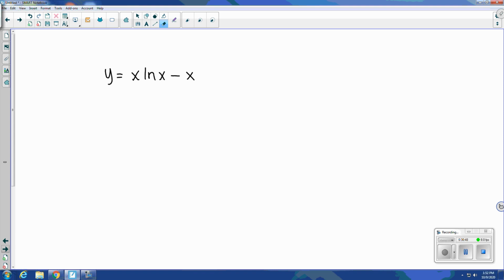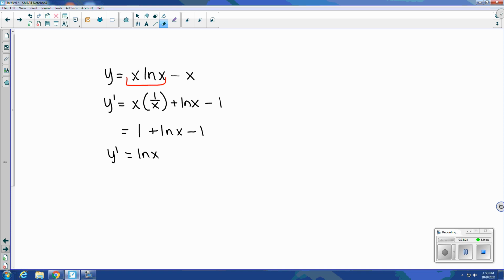Here, you should see we have a product of two functions, so that's going to require product rule. So we're going to do that, and then we'll do that minus x off at the end. So left, d right, minus right, or sorry, plus right, d left. So derivative of x is just 1. So there's your product rule, and then derivative of negative x is minus 1. So then we have x times 1 over x is just 1 plus ln x minus 1. 1 minus 1 is 0. So ln x is the derivative of x ln x minus x.